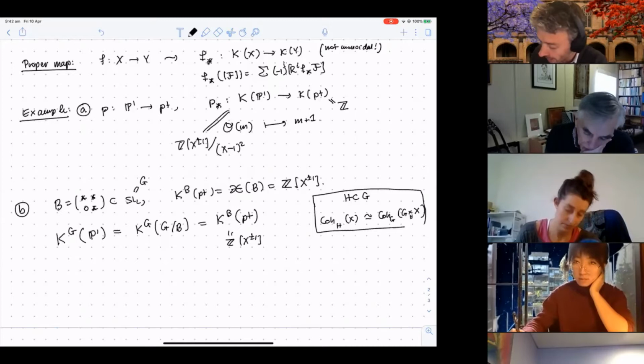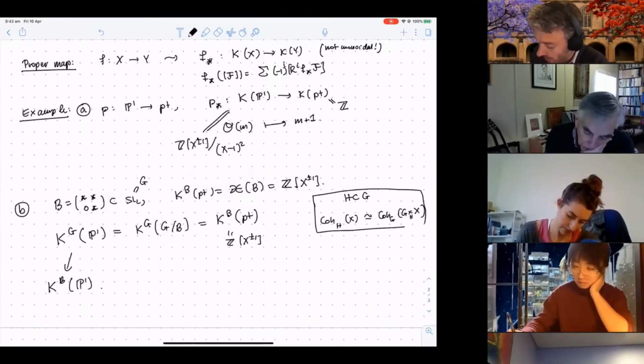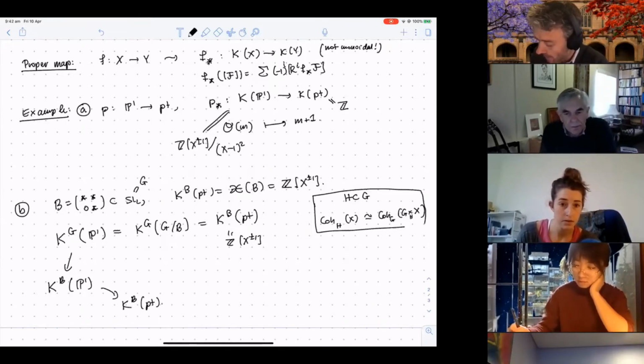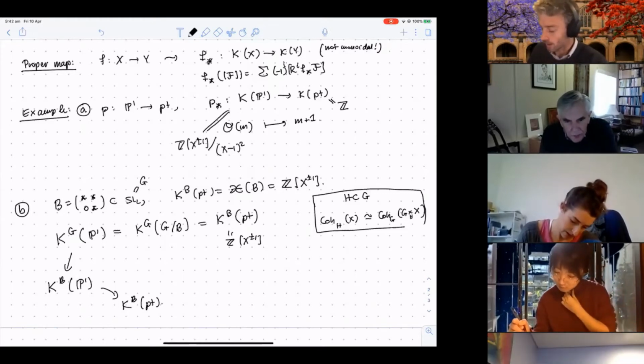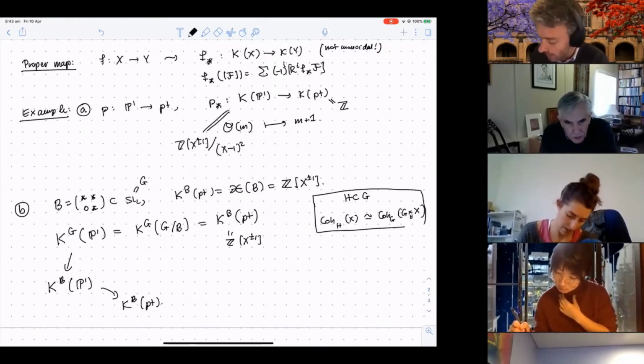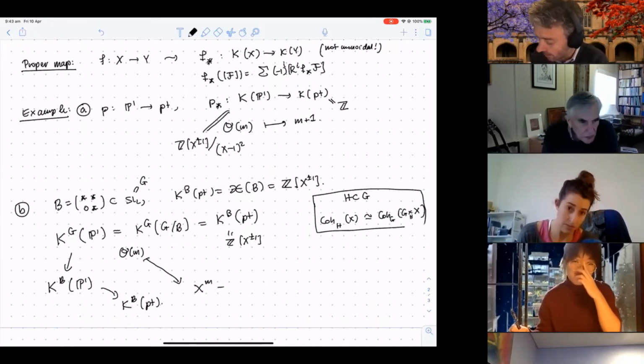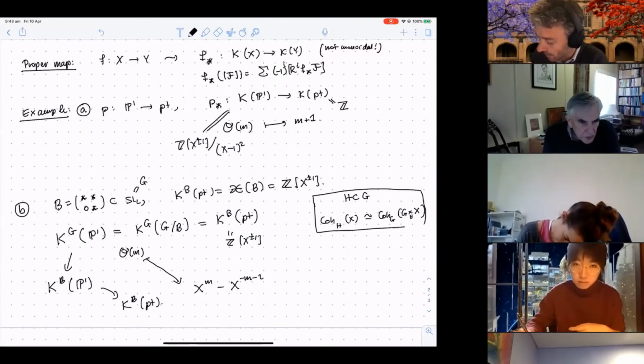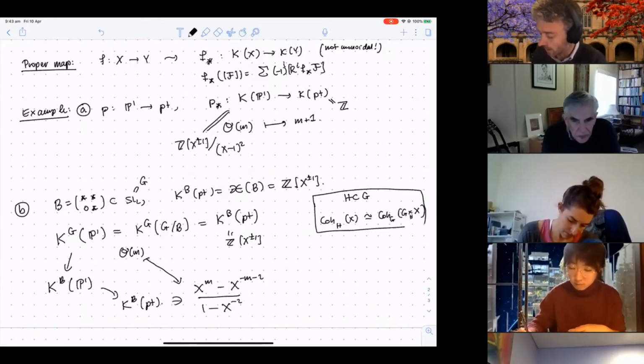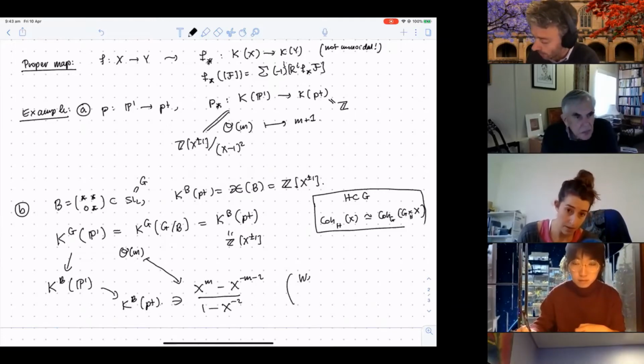Okay, and so now we can pull back to KB of P1 and then push forward to a point, KB of a point, and this map sends O of m to x to the m minus x to the minus m minus 2 over 1 minus x to the minus 2 inside here. And this is the Weyl character formula.